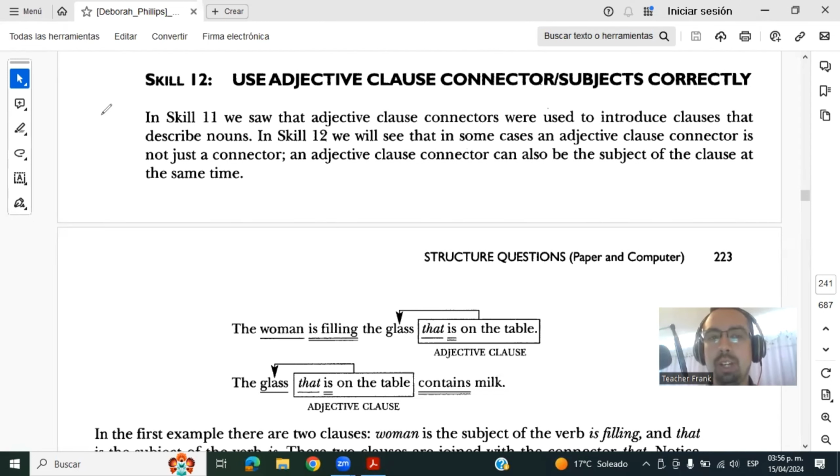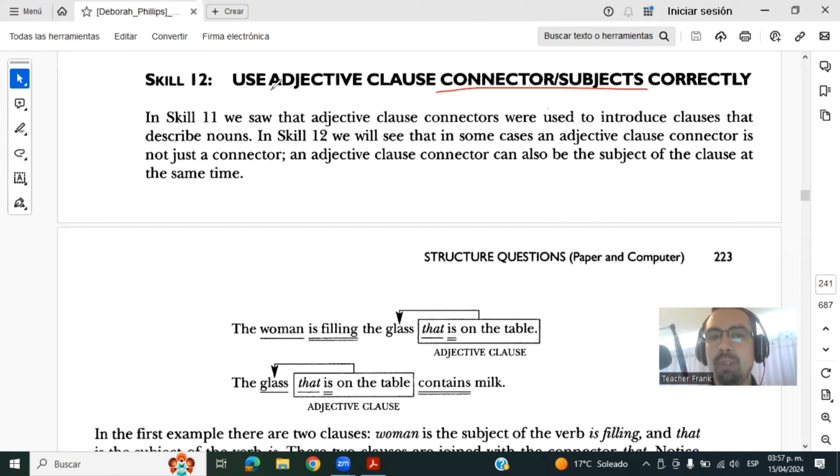Now we are going to be working with adjective clause connector subjects. What we need to remember here is that the connector subjects in Skill 12 are similar to the idea of the connector subjects in Skill 10. Remember, I told you that skills 9, 10, 11, and 12 are kind of related. They're related in this way. The idea in skill 10 was that the connector is the subject, therefore it's not necessary to look for another subject, right?